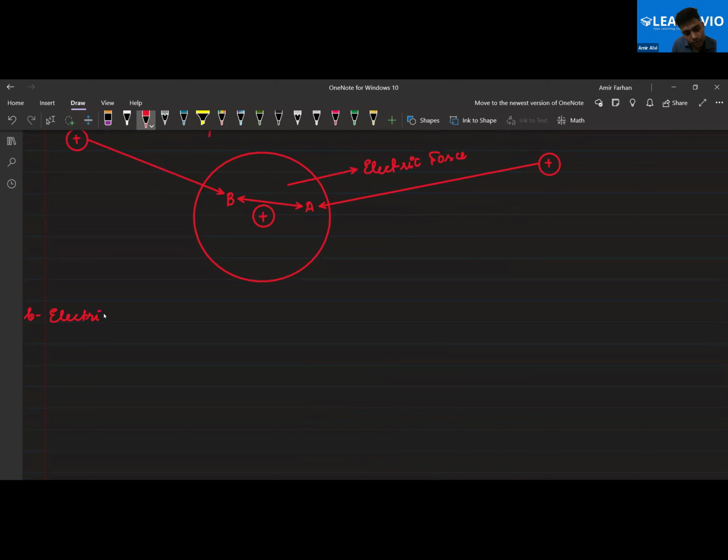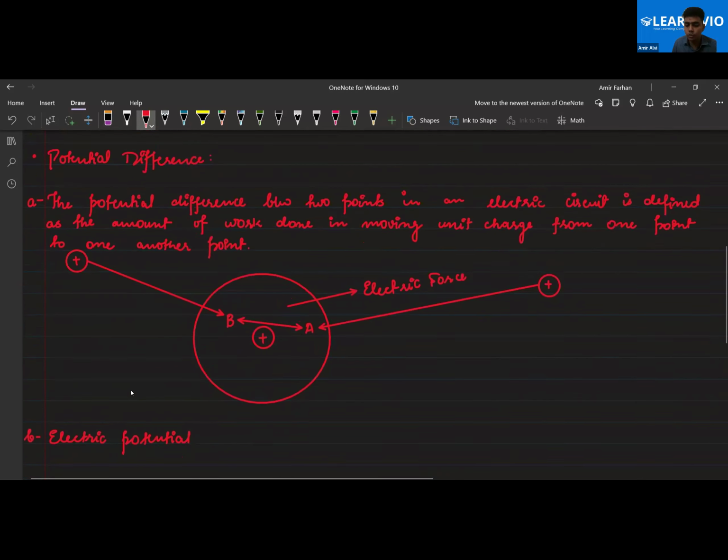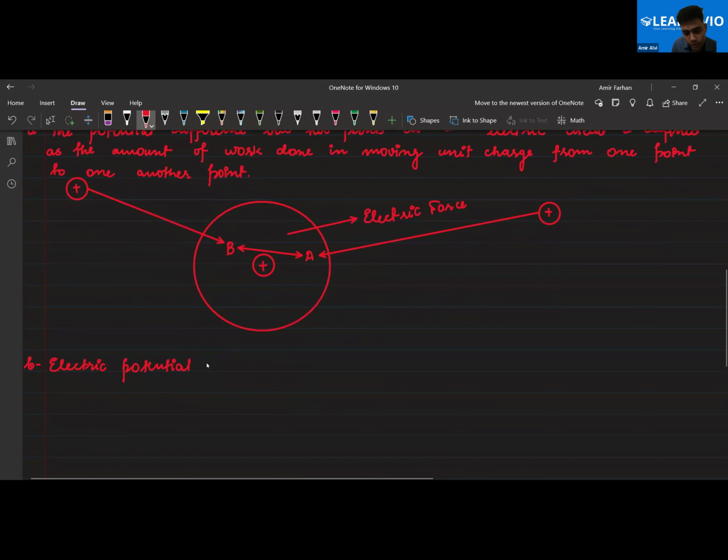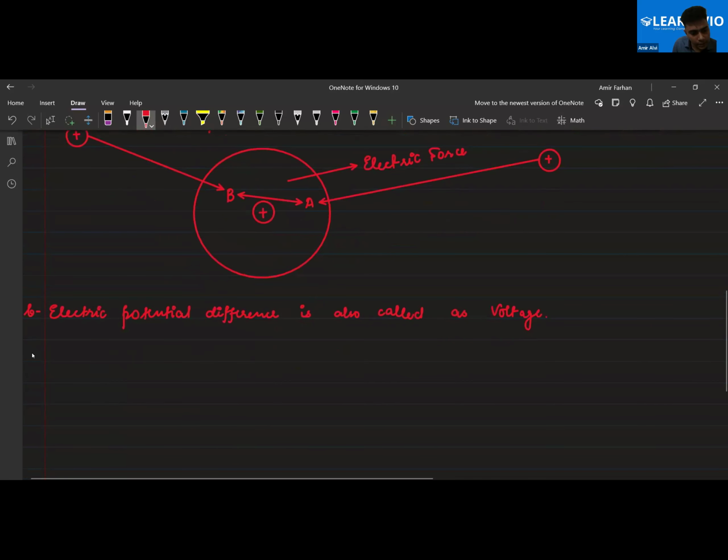Electric potential difference. So don't get confused if I've written potential difference. Both are the same: electric potential difference and potential difference. Okay, in this concept, they both are the same. It is also called voltage.